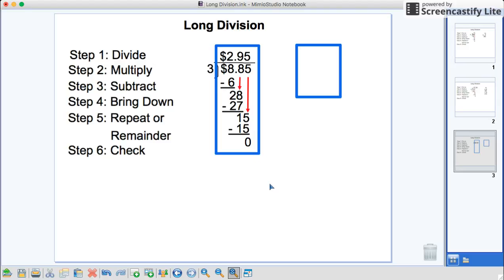Now I'd like you to check the problem. So take $2.95 and multiply it by 3. Pause the video. This is what you should have written. Notice that I also carried my 1 and my 2 to the next parts. If you have any questions, ask me tomorrow in class.